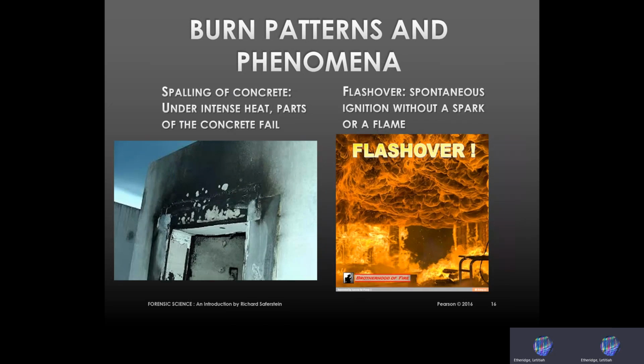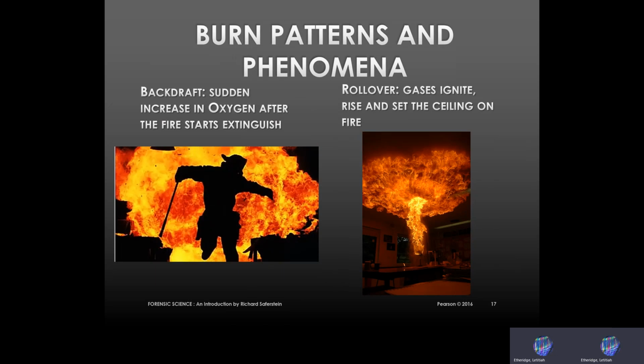The next 2 are big. So we're going to have the spalling of concrete. So under intense heat, there are going to be parts of the concrete that are going to fail. The other one is flashover, meaning there's some sort of spontaneous ignition without a spark or a flame. And then the next 2 are the last 2.